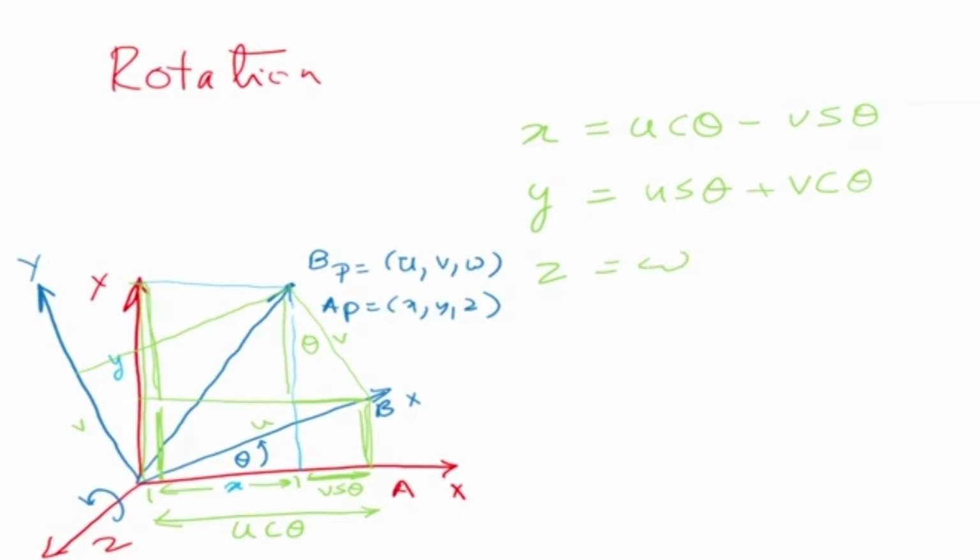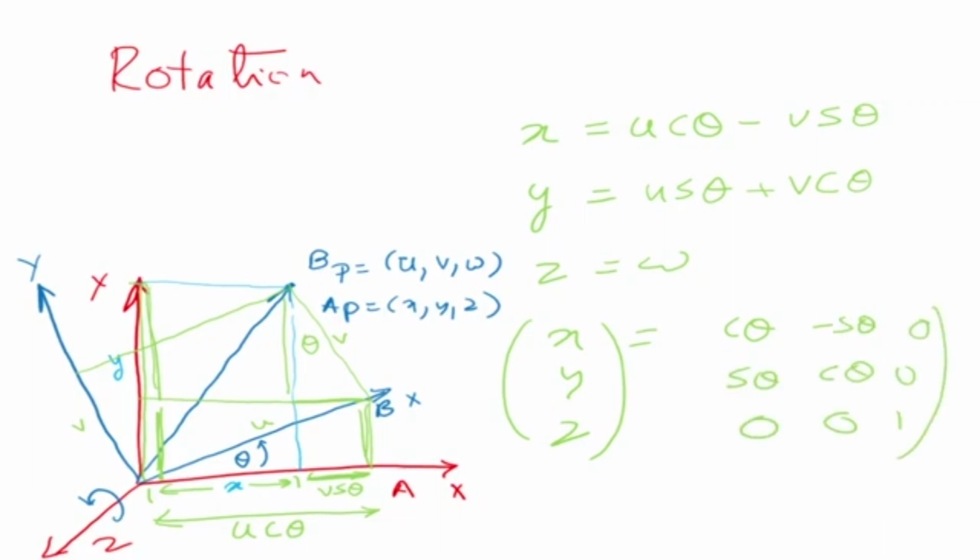Now we have derived our rotation matrix. If I write this in terms of matrix, this is equal to cos theta, minus sin theta, 0; sin theta, cos theta, 0; 0, 0, 1; multiplied by u, v and w. So this matrix is my rotation matrix, which is represented as R z theta.